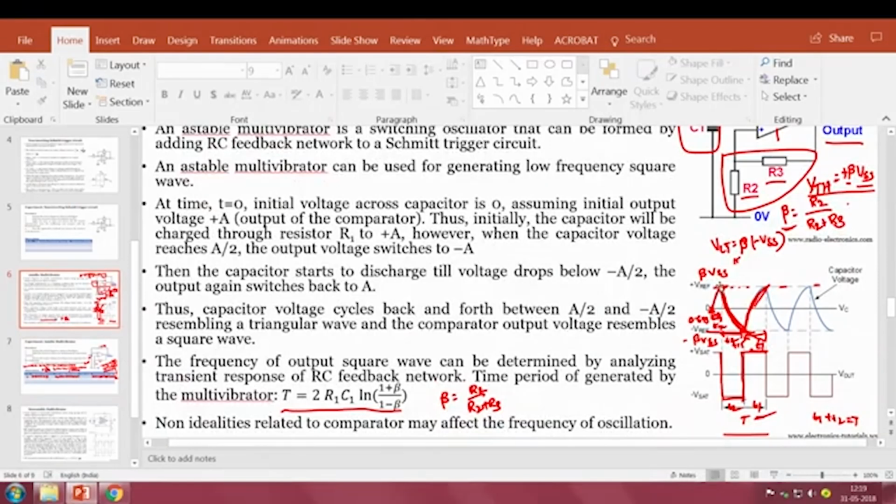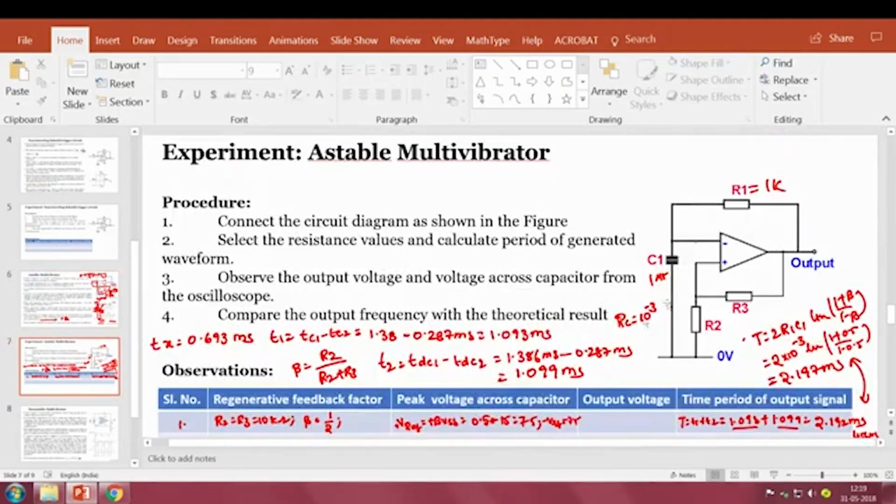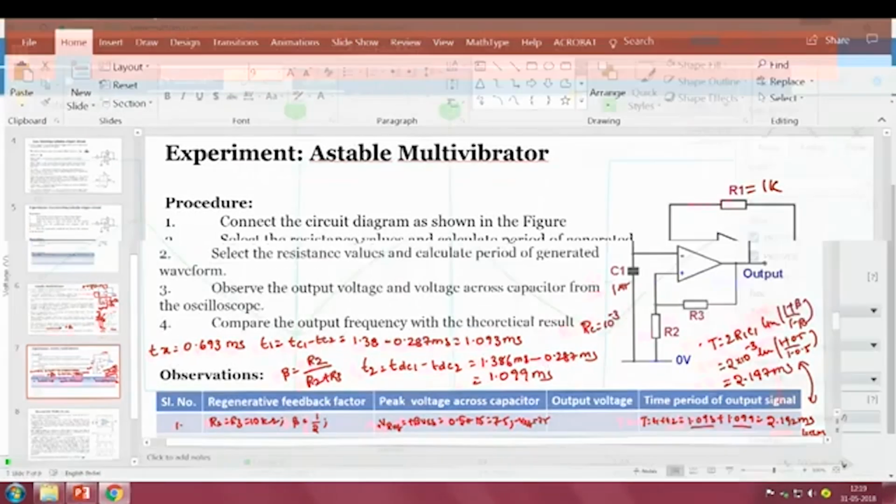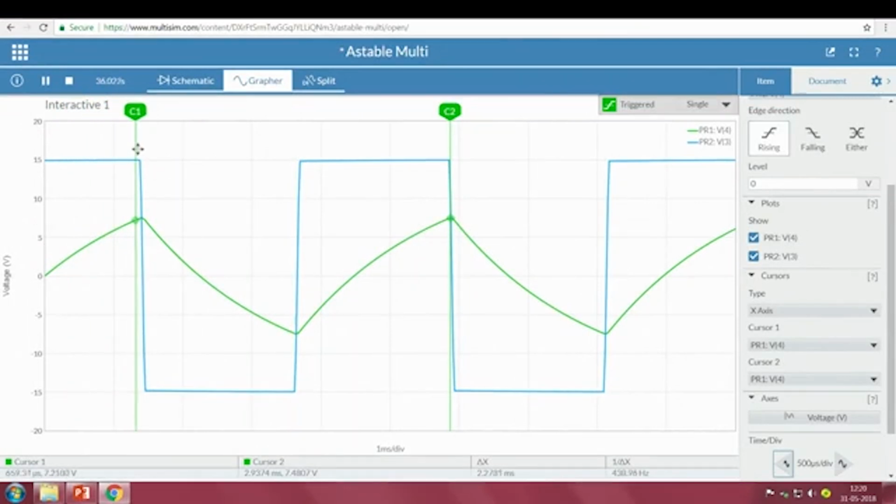what is the time taken for the capacitor to discharge from plus 7.5 to minus 7.5, the time duration. When we theoretically calculated, we got 1.1 milliseconds. So this one from plus 7.5, 7.47, 7.468, 7.48, close to 7.5 to minus 7.48, right, 1.12 milliseconds. We also got 1.1 milliseconds.